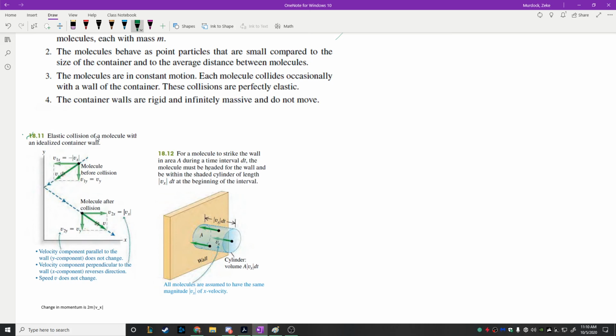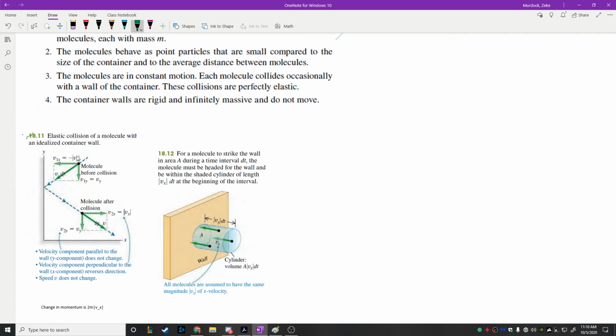All right, so now we're going to try to connect the molecule bouncing off the wall to the pressure that molecule exerts when it bounces off the wall. For this, we imagine a molecule represented by this dot right here as it elastically collides off of a wall. There's an arbitrary x and y axis in this picture. The molecule has a velocity that's at an angle like this before the collision.